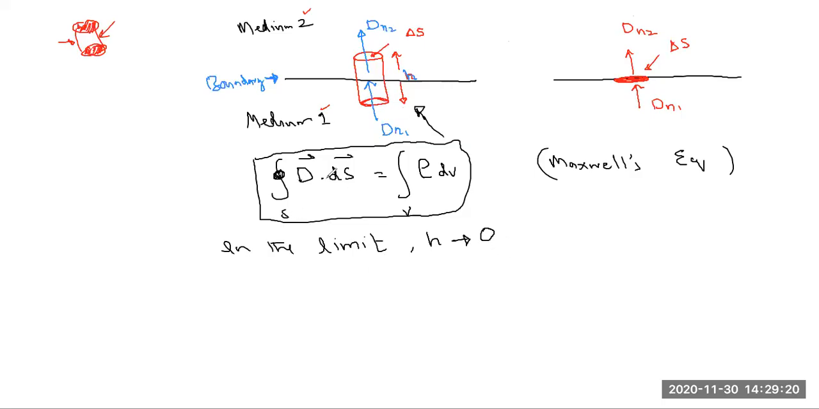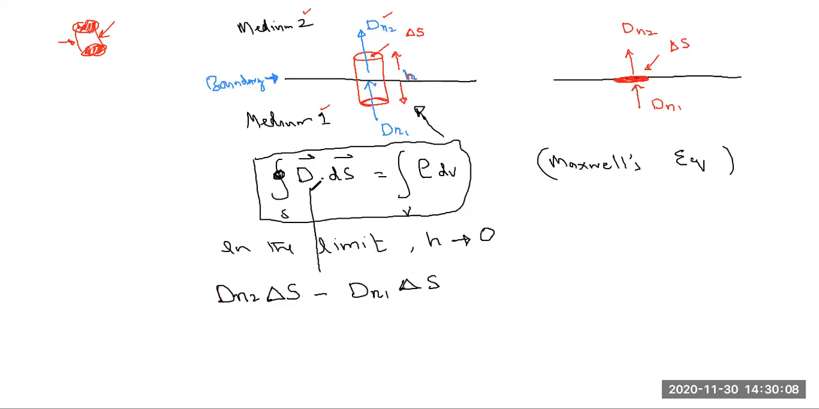How much flux is passing through this, coming out of this? This flux dn2 is pointing outward and this dn1 is pointing inward. So how much is the net flux coming out? It must be the flux which is coming out minus the flux which is going in. So this equation will become dn2 delta S minus dn1 delta S.